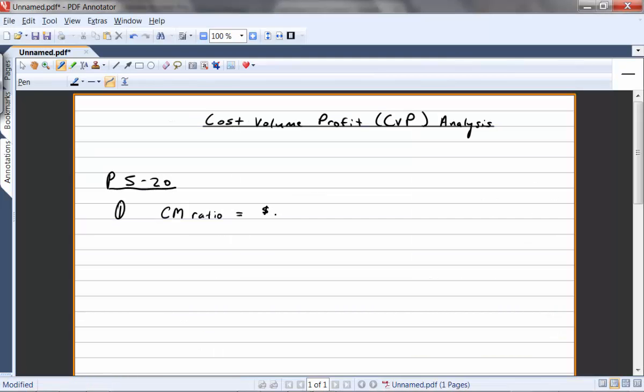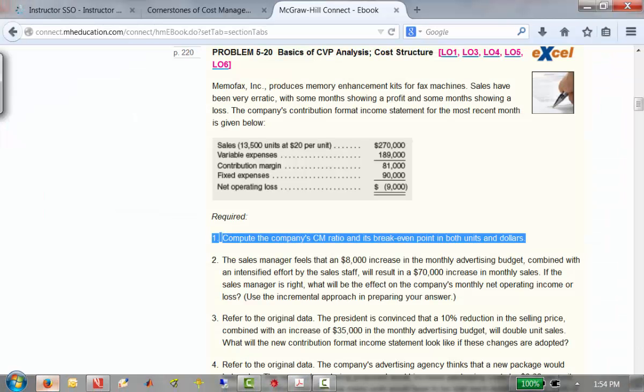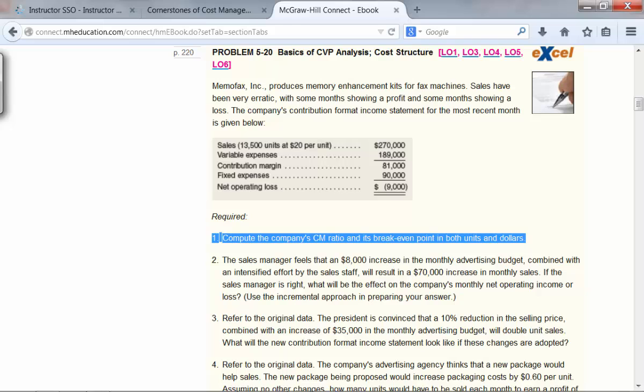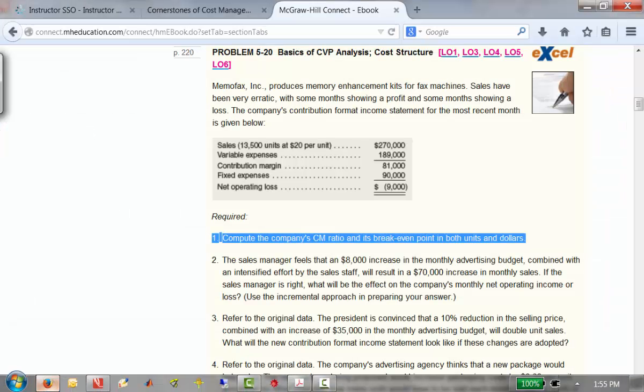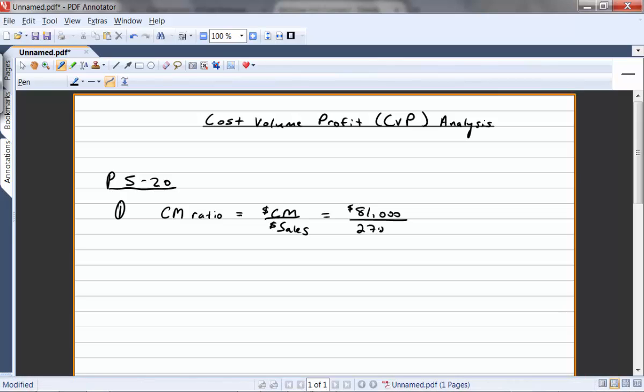So the contribution margin ratio is the dollars in contribution margin divided by the dollars in sales. Contribution margin in this case is 81,000. It's sales minus variable expenses. So we have 81,000 in the numerator, and we're dividing by sales in the denominator, and sales is $270,000. That gives a contribution margin ratio of 0.3. 81 over 270 is 0.3. So for every dollar worth of goods we sell, 70 cents of it is used to cover variable expenses, and 30 cents of it is left over, left to contribute to covering the fixed expenses. Hence the word contribution margin.